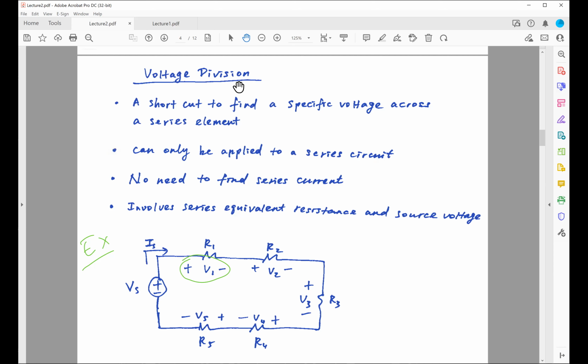Now, this voltage division technique is only applicable if you're dealing with series circuits. And the good thing about using this technique is there is no need for you to find the series current. Even without knowing what this current is, you can still use this voltage division technique to find these voltages.